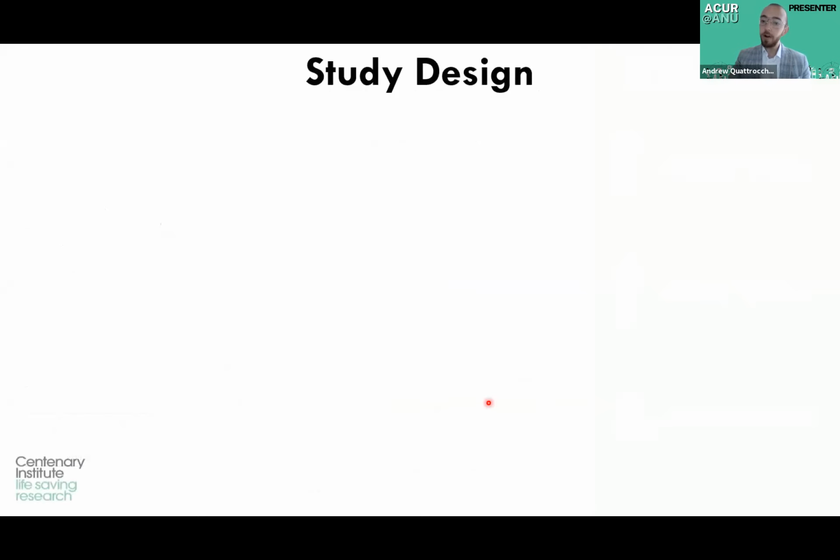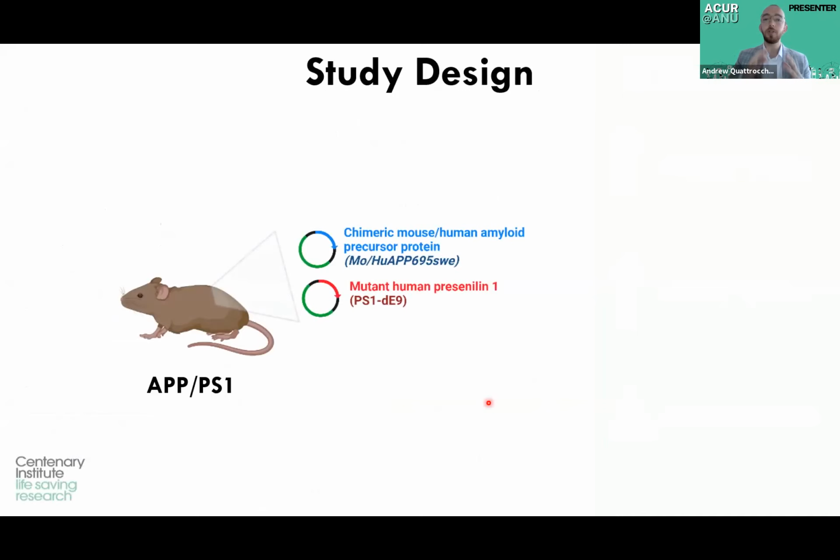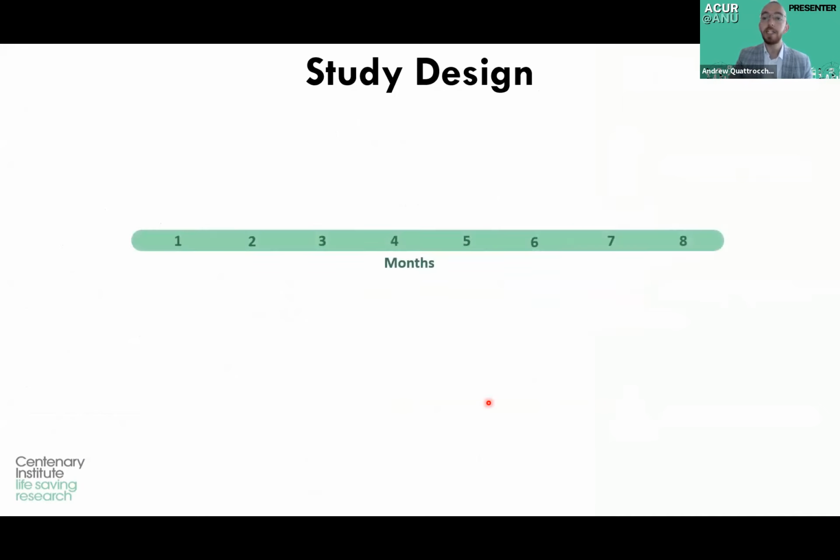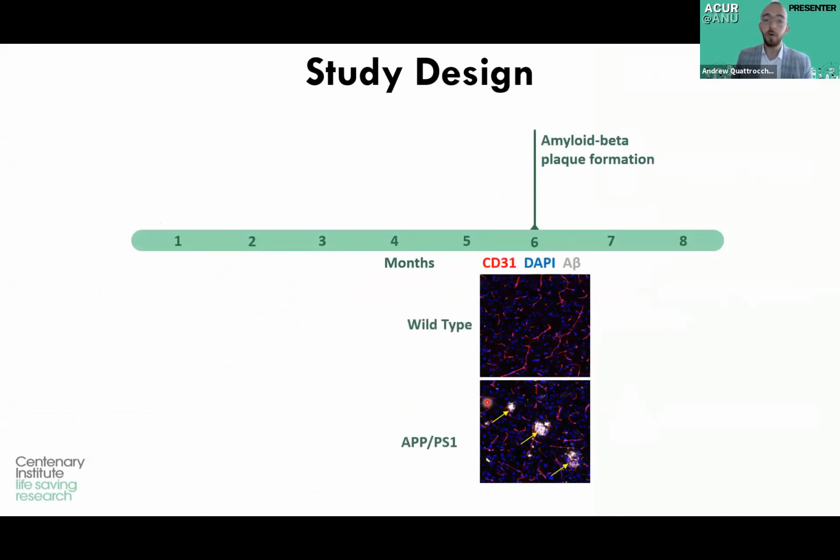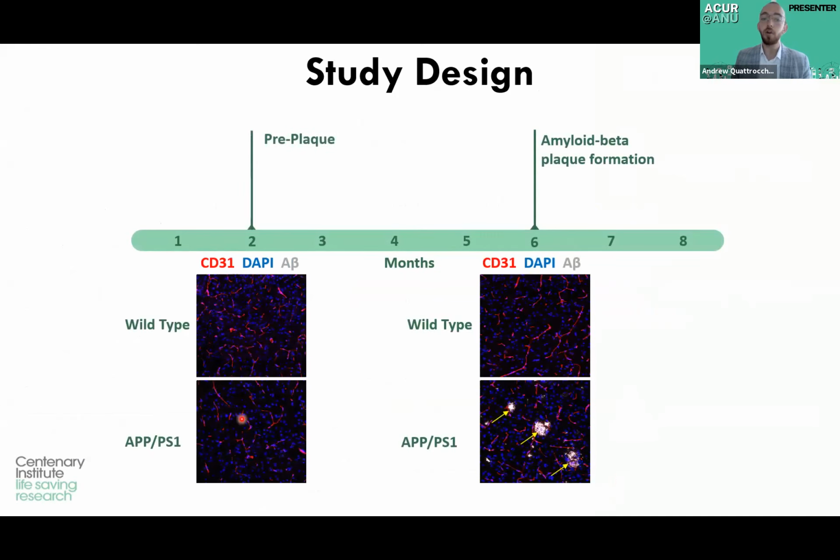So then, in my own study, I used the APPS1 transgenic mice model. This mice has 2 plasmids inserted into it, one resulting in an elevated secretion of that human amyloid beta peptide we spoke about, and the other results in the aggregation of plaques. I looked at the mice at 2 different ages: first at 6 months of age, when we can see the formation of plaques, and then at 2 months of age, when there are no plaques forming.